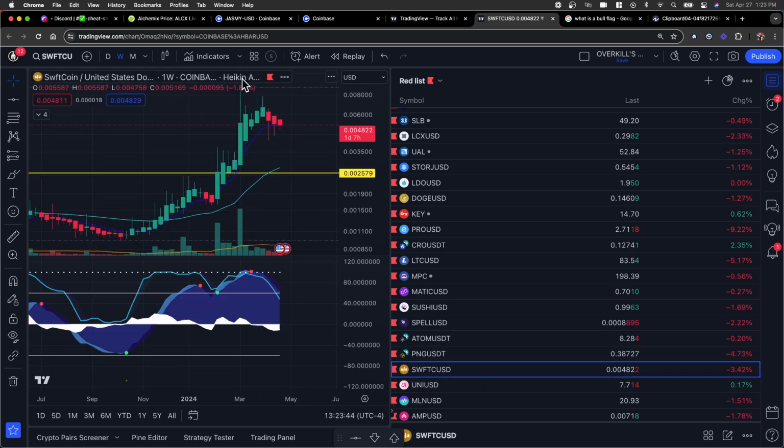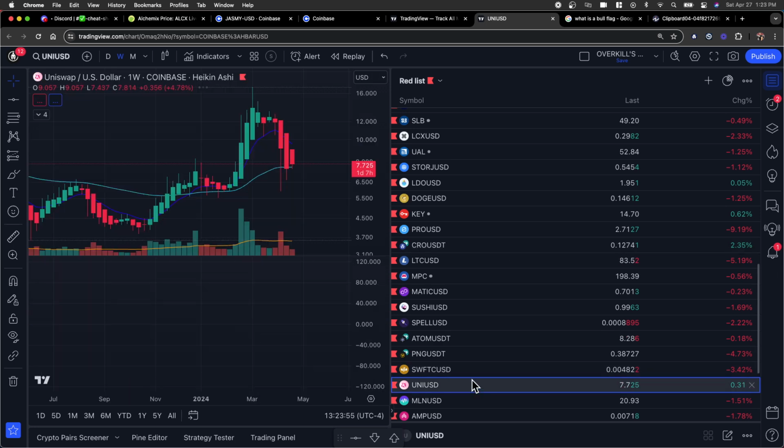Here's Swift. Swift is also another low cap coin there located on Coinbase. This one's interesting as well. Stochastics, it's not clear. We'll get the green dot alert on that one.